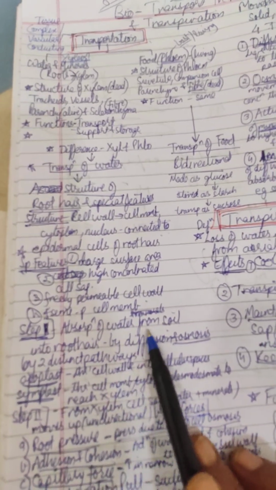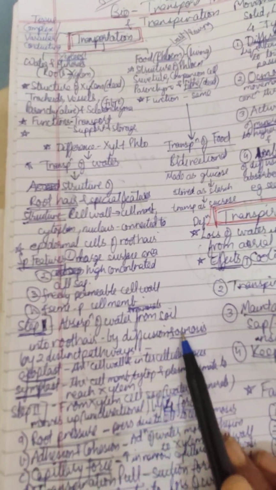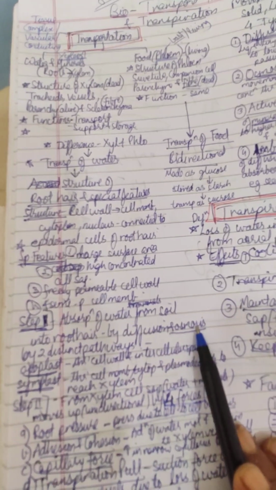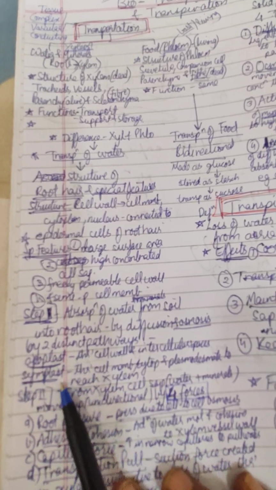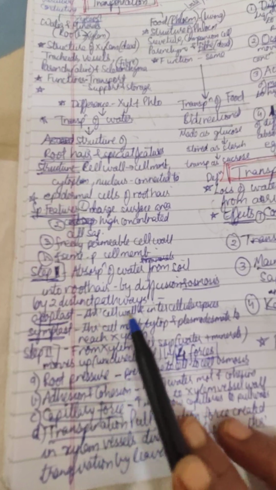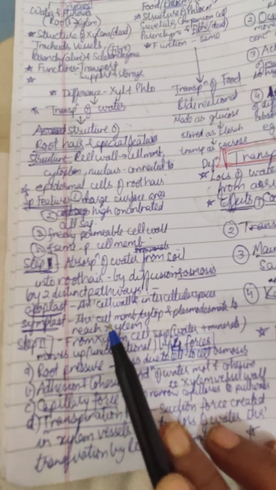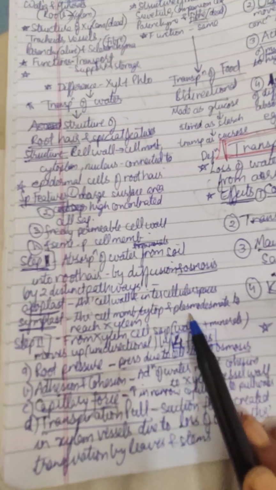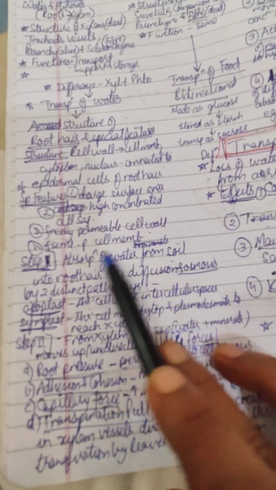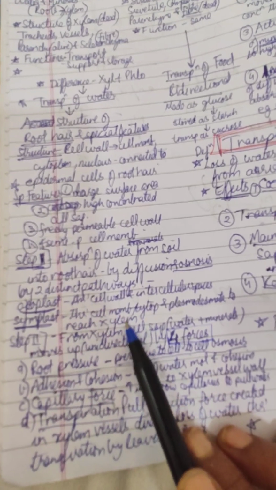First step is the absorption of water from the soil into the root hair by the process of diffusion and osmosis. So what are the pathways these processes take place by? Apoplastic pathway and symplastic pathway. What is apoplastic pathway? Here it occurs through cell wall and intercellular spaces, while symplastic pathway is through the cell membrane, cytoplasm and plasmodesmata to reach the xylem. Now remember, from the soil the water has now reached through different parts up to the xylem.